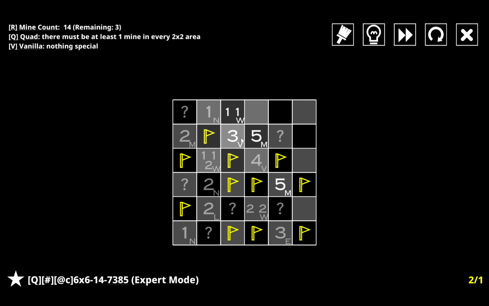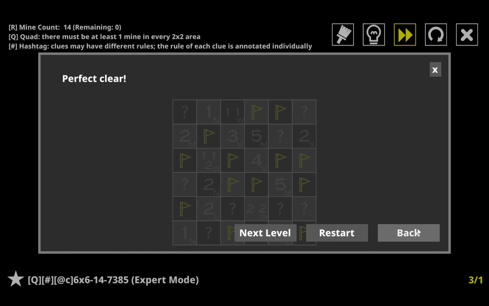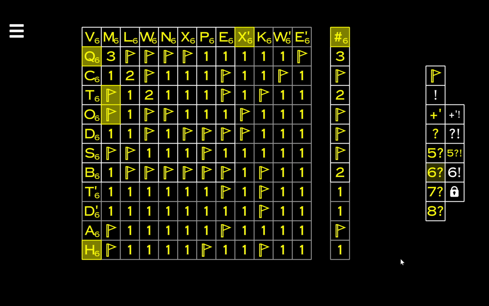That 4 vanilla clue's finished, this 3 vanilla clue's finished, this 5 multiple clue's finished. We know the last mine's in one of these 2 squares, so neither of these are mines, and there we go. Finish off the 2 across, and we can finish up the puzzle. So, okay. There we go. That was some hashtag puzzles.